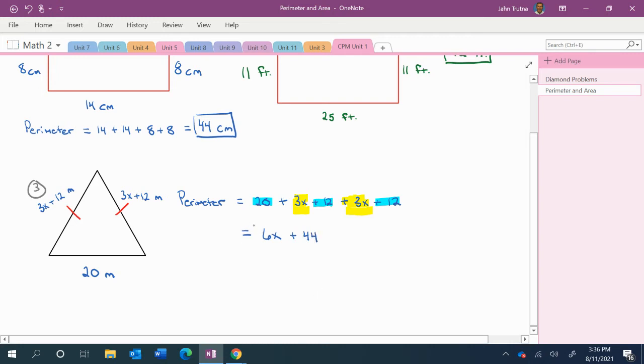Okay, and that would be the perimeter of number 3. All right, you cannot add 6x to 44 because 6x is a completely different mathematical term than 44 is. So the perimeter in number 3 would be 6x plus 44.